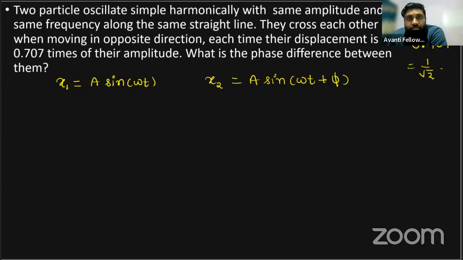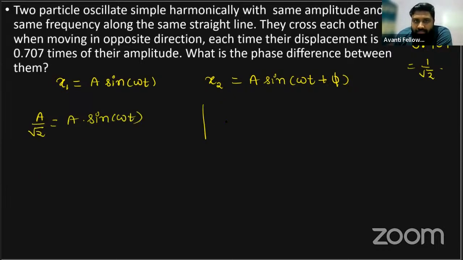When they cross each other, moving in opposite direction, each time their displacement is 1 by root 2 times their amplitude. So we will compare it. A by root 2 I put here at x1, A sine omega t. And for this also it is A by root 2 equals A into sine omega t plus phi.